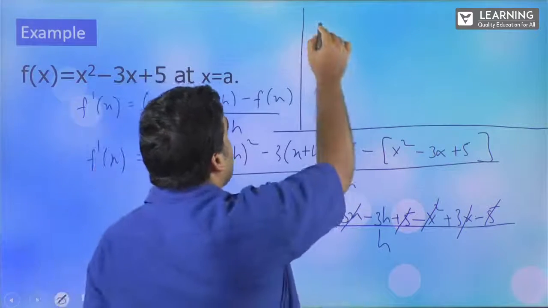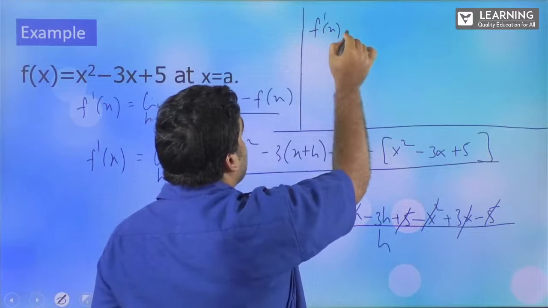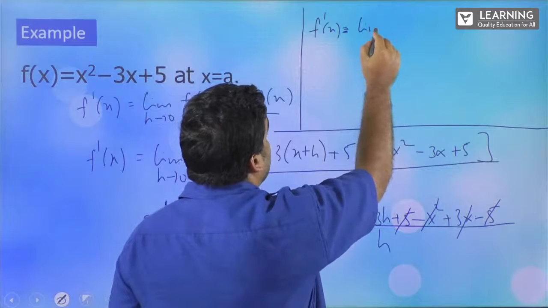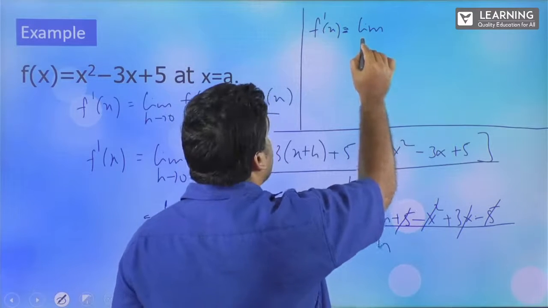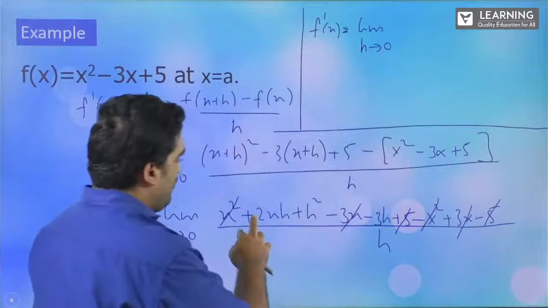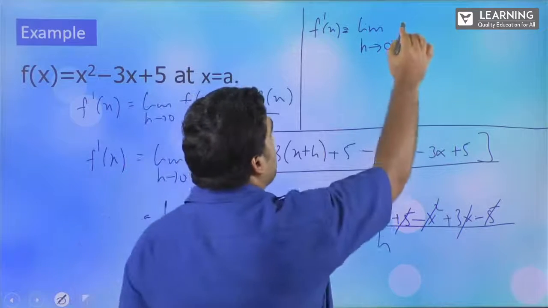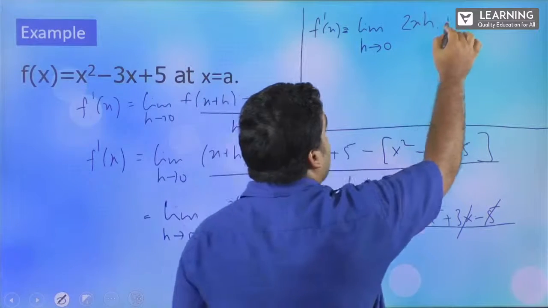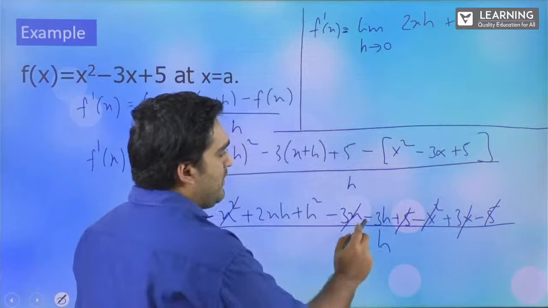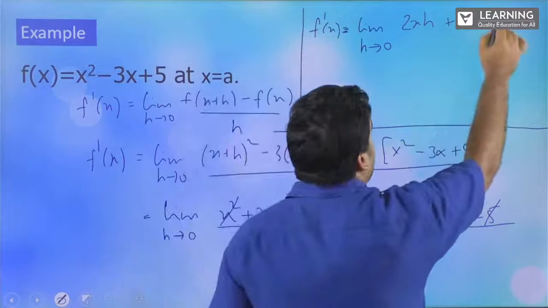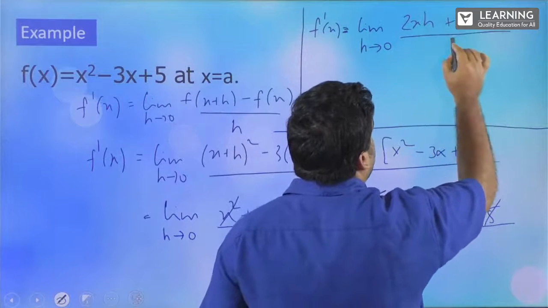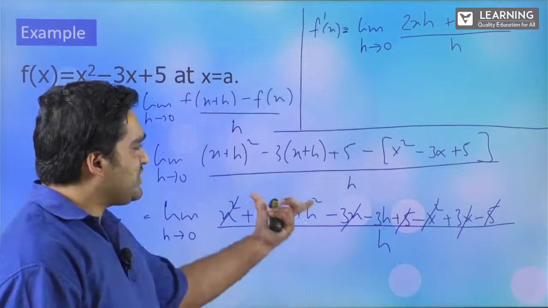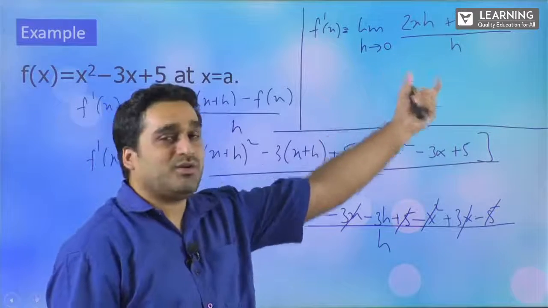So the remaining is f prime of x, which is equal to the limit as h tends to 0 of 2xh plus h squared minus 3h, whole divided by h. Ta-da! We have simplified it from such a lengthy equation to a smaller equation, which is that.